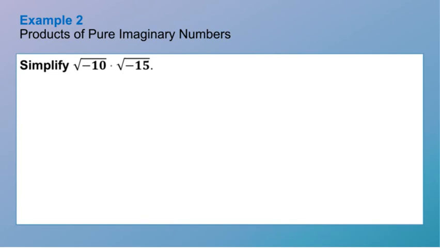So the first thing we're going to do is get the imaginary number out. So this is square root of -1 times the square root of 10 times the square root of -1 times the square root of 15. The square root of -1 gives you i. And then I can break down the square root of 10 and the square root of 15, which would give us the square root of 150.